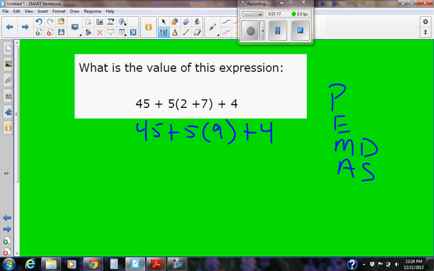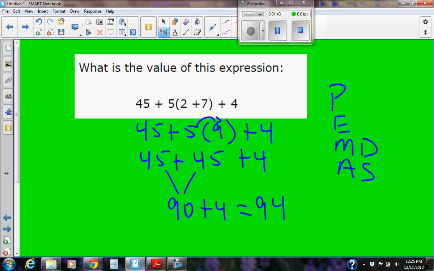So we're going to bring down our 45 again. Now we're going to distribute the 5 times the 9, so we get 45, and we're going to bring down our 4. So now we just have a simple addition, 45 plus 45 plus 4. Well, I know that 45 plus 45 is 90. And if I add 4 to that, I'm going to equal 94.